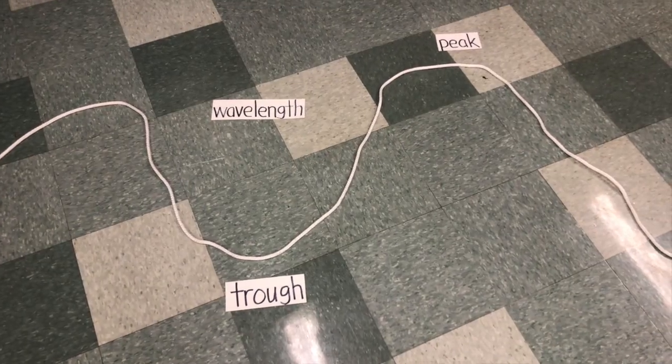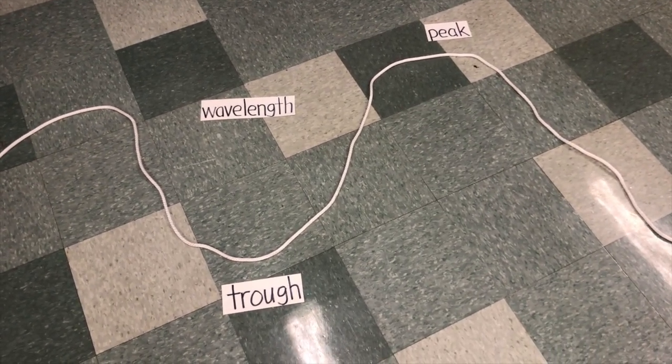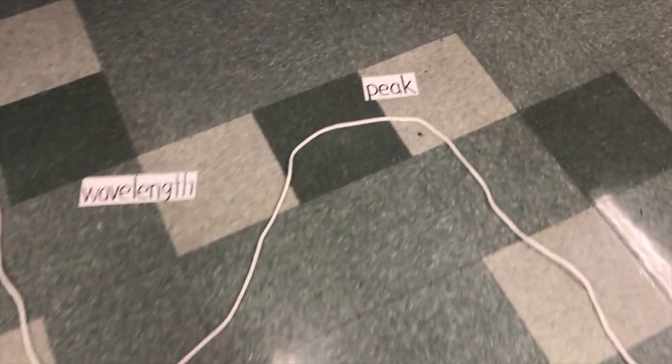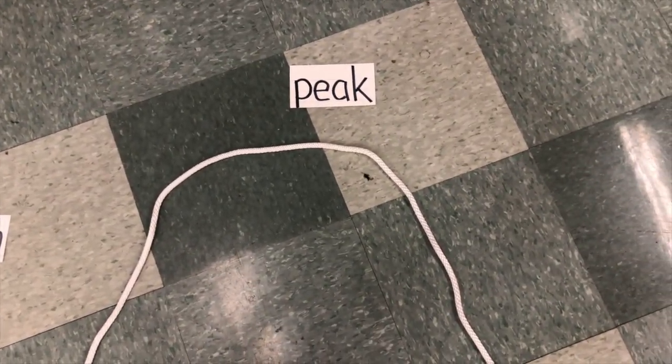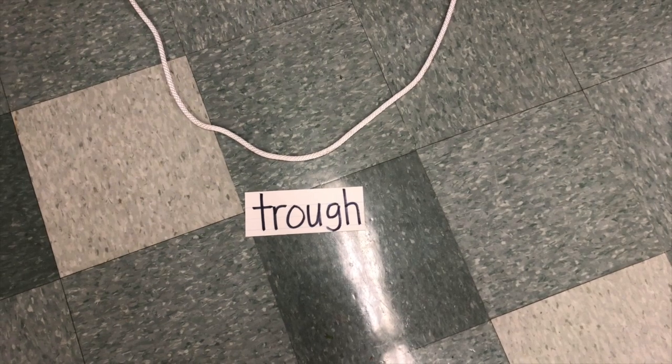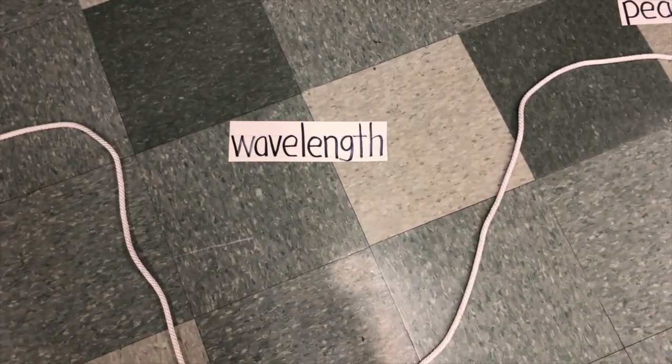The wave has names for the different parts of the wave. The highest part of the wave is called the peak. The lowest part of the wave is called the trough. And the length between two peaks is called the wavelength.